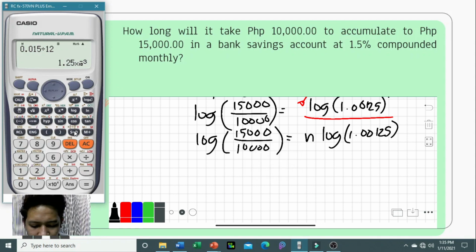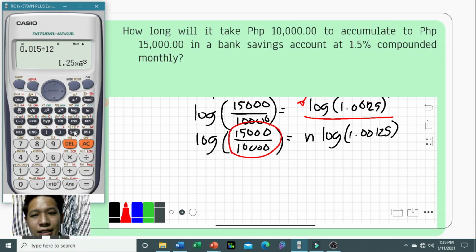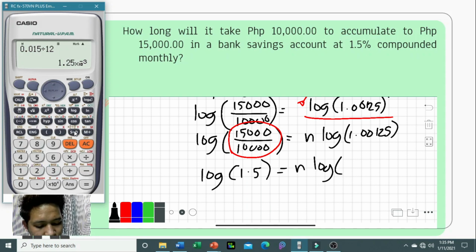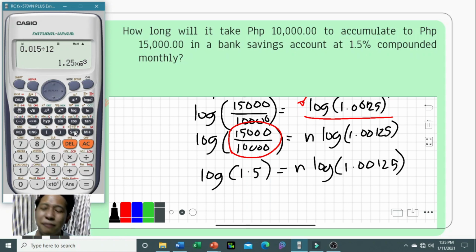Pwede naman natin itong i-simplify na. This is actually the log of 1.5. So we'll be having the log of 1.5 equals the n log of 1.00125. N lang po yung hinahanap natin.